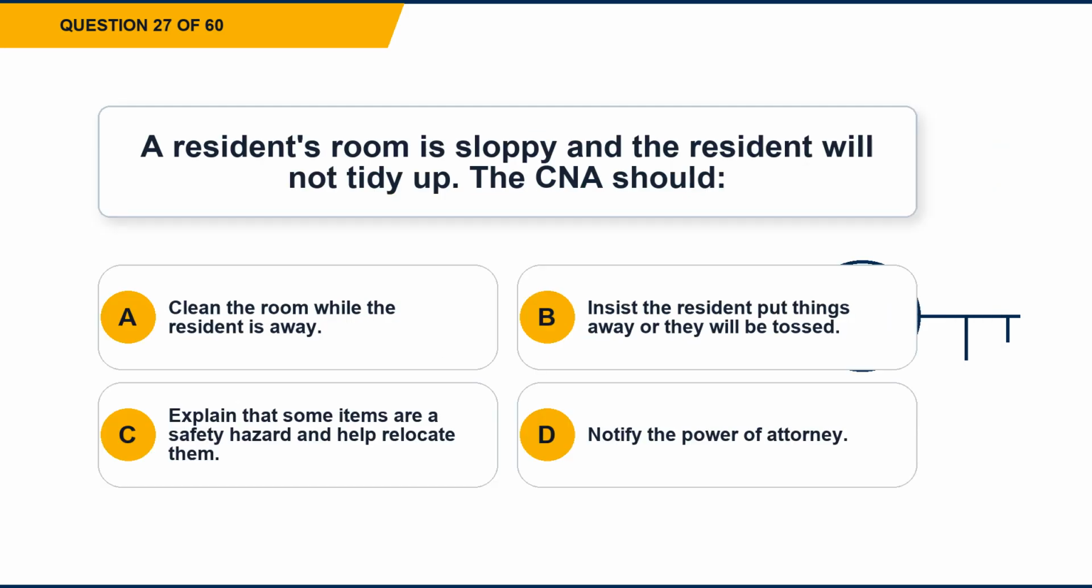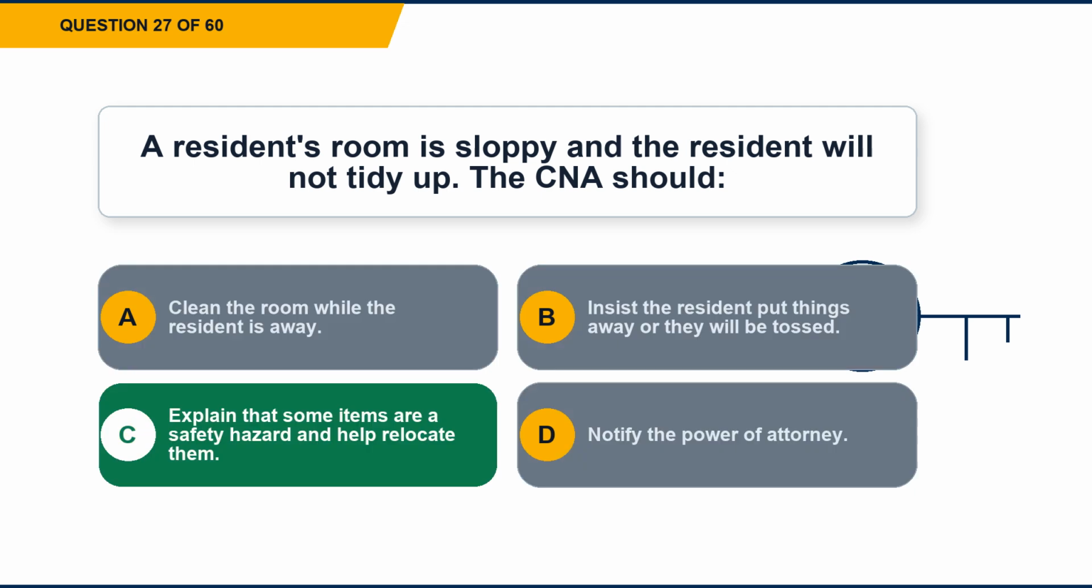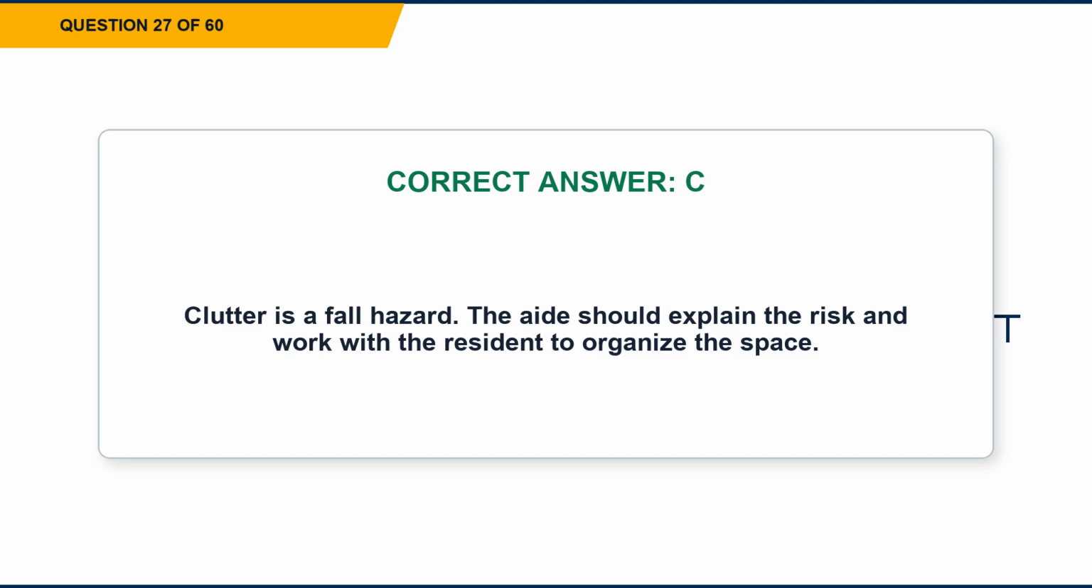Question 27. A resident's room is sloppy and the resident will not tidy up. The CNA should: Option A, clean the room while the resident is away. Option B, insist the resident put things away or they will be tossed. Option C, explain that some items are a safety hazard and help relocate them. Option D, notify the power of attorney. The correct answer is option C, explain that some items are a safety hazard and help relocate them. Explanation. Clutter is a fall hazard. The aide should explain the risk and work with the resident to organize the space.